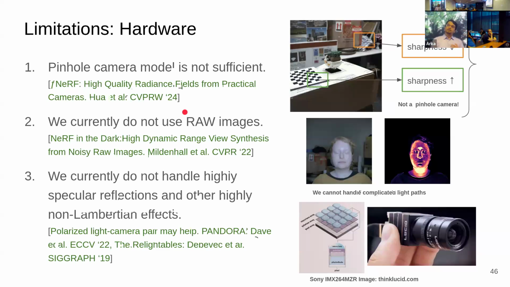We currently do not use raw images. However, NeRF in the Dark might be a good starting point. We also currently do not handle highly specular reflections or other highly non-Lambertian effects. I believe that Pandora by Dave and colleagues, or Relatable's work by Demovic and colleagues, which focus a lot on polarizing light camera pairs, can be a good starting point to address this effect.